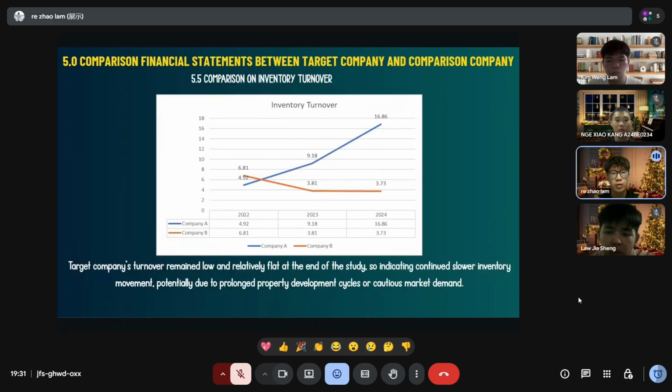So the next is comparison on inventory turnover. The target company's turnover remained low and relatively flat to the end of the study, indicating continuously low inventory movement, potentially due to prolonged property development cycles or cautious market demand.